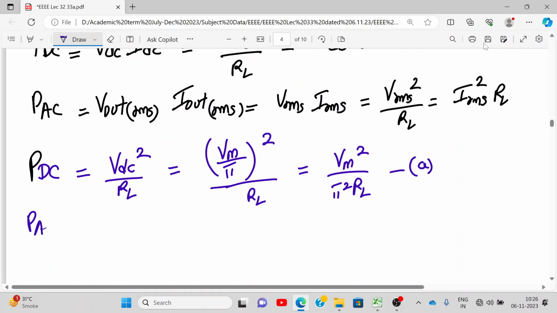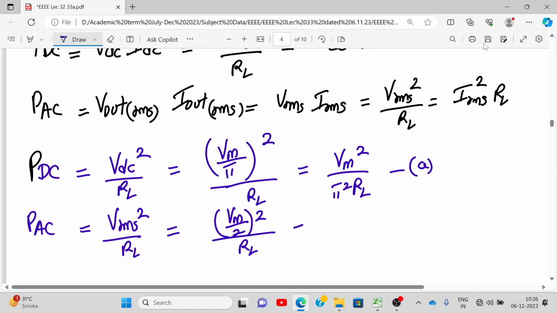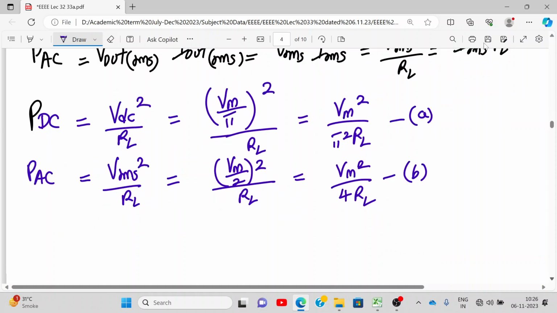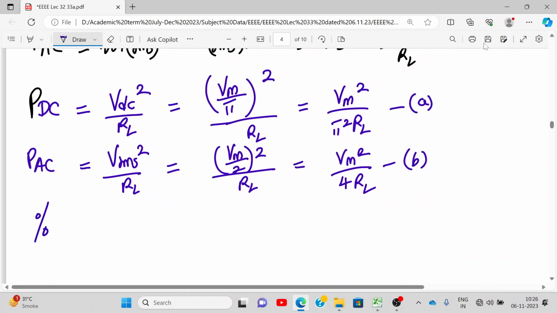Now PAC, the input AC applied, will be VRMS square upon RL. What is VRMS? Just now we have found out, right? How much is that? Vm by 2, not root 2. So it will be Vm square upon 4 RL. That's B. Now, let's calculate the efficiency.